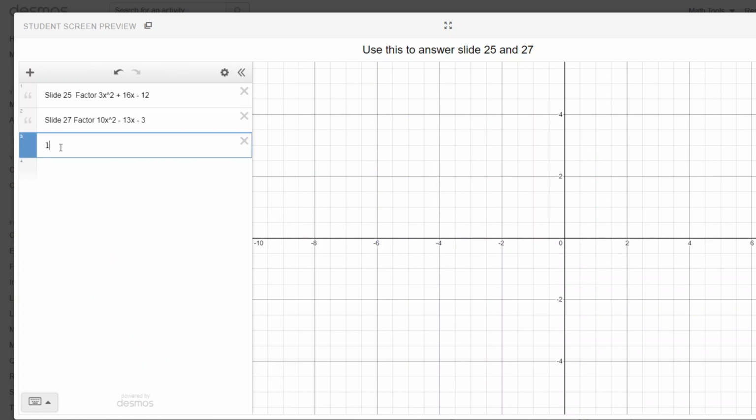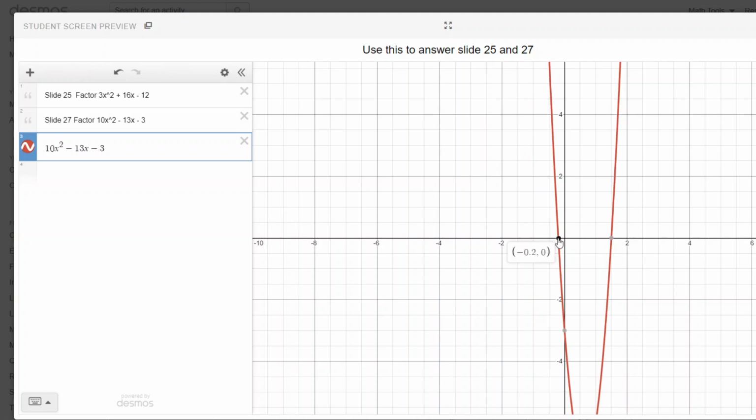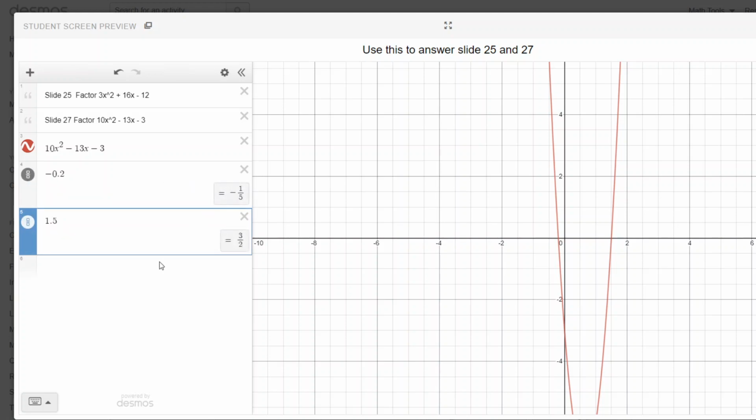Okay, also on here, it says that question 27 is going to ask us to do this: 10x squared minus 13x minus 3, and negative 0.2 and 1.5. So let me type both of those in. Negative 0.2, 1.5. Check to see what they are as fractions, and then we're going to use that to help us.